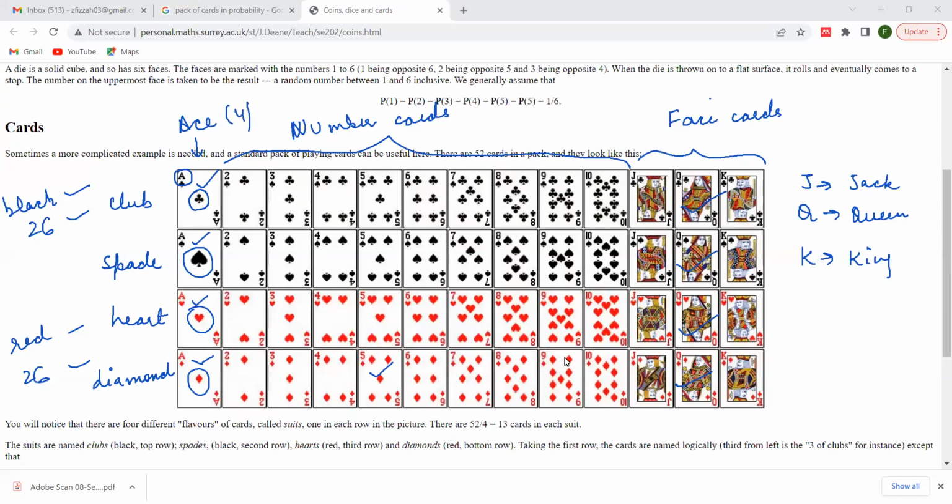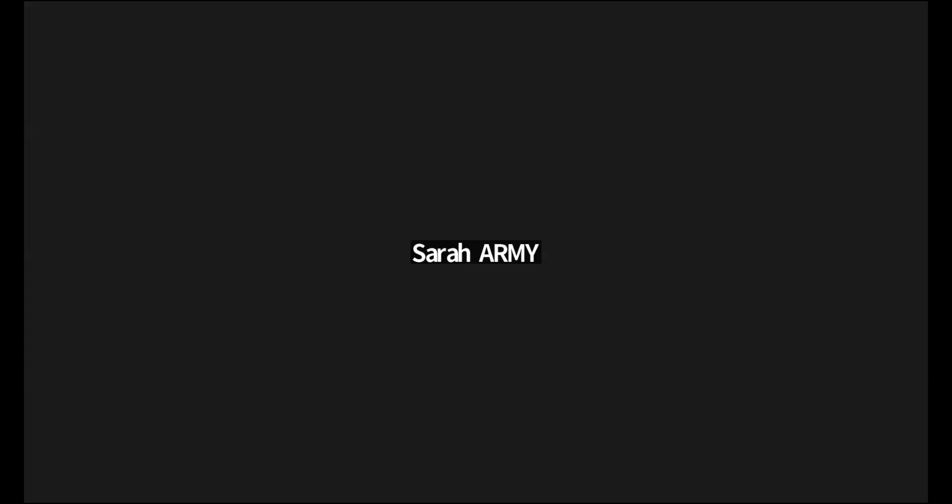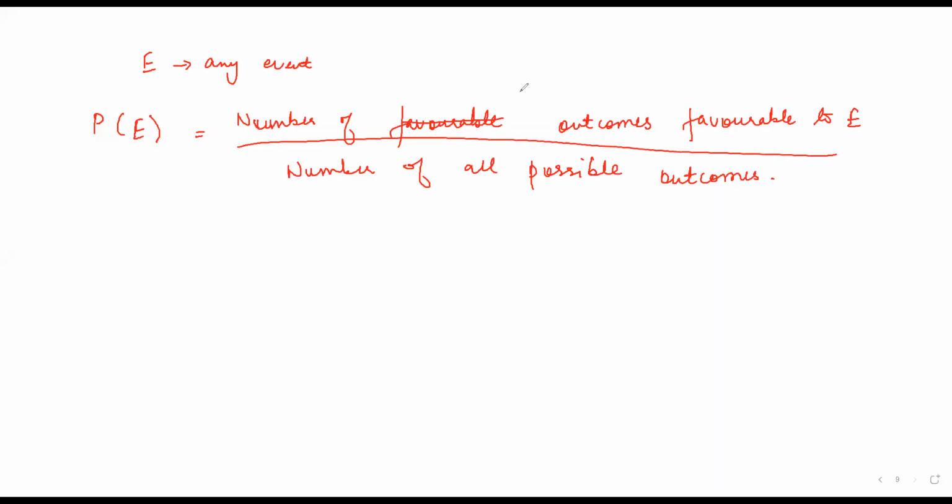Okay, so let's come to questions. You can take a picture if you wish, or you can search on the net also. Right, so let's start with question number 14, which is actually based on cards.